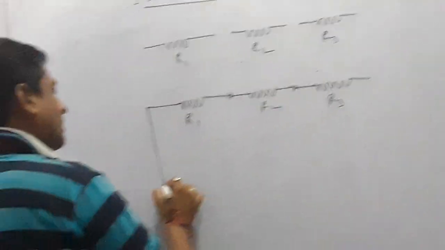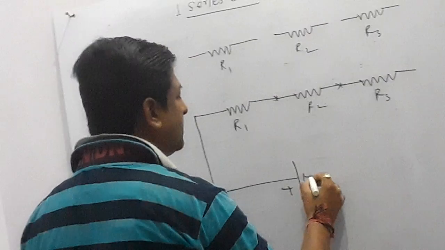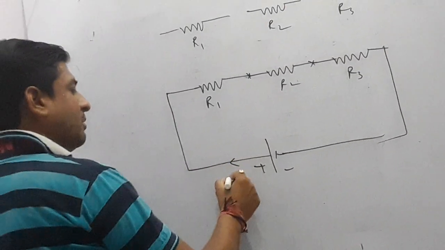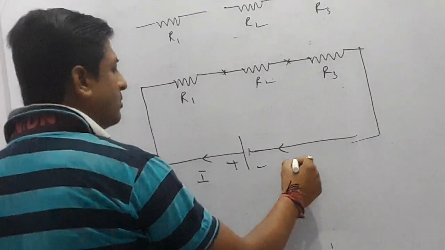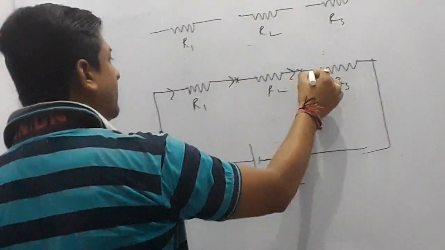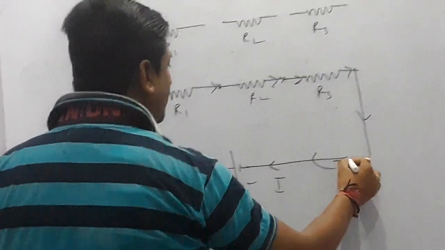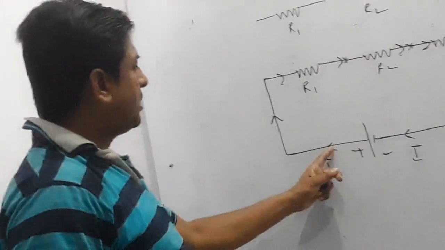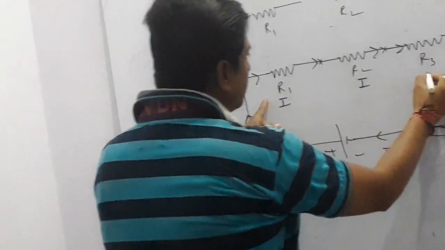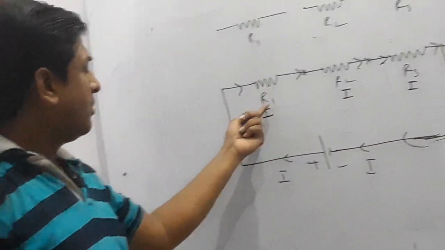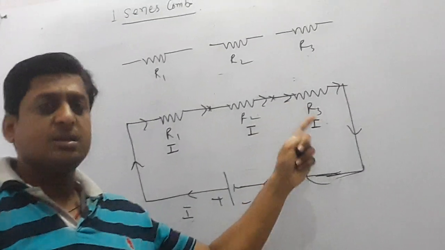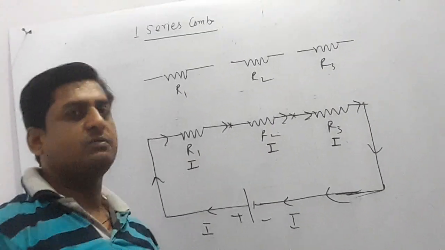Now apply an external source like a cell. This is the symbol of the cell. The plus sign shows current will go from this side, minus shows current will come out towards the minus side. Now the current is going in this way. There is only one direction of motion of current, and whatever amount of current goes from here reaches here, here, and here. Means whatever the value of resistance of the wire, the amount of current in each resistance wire is the same. So this is the key point of series combination.